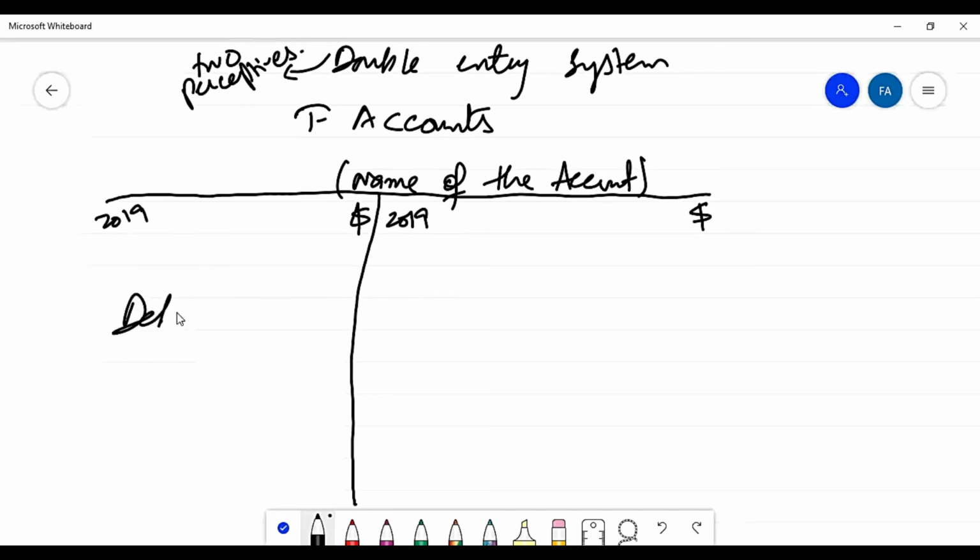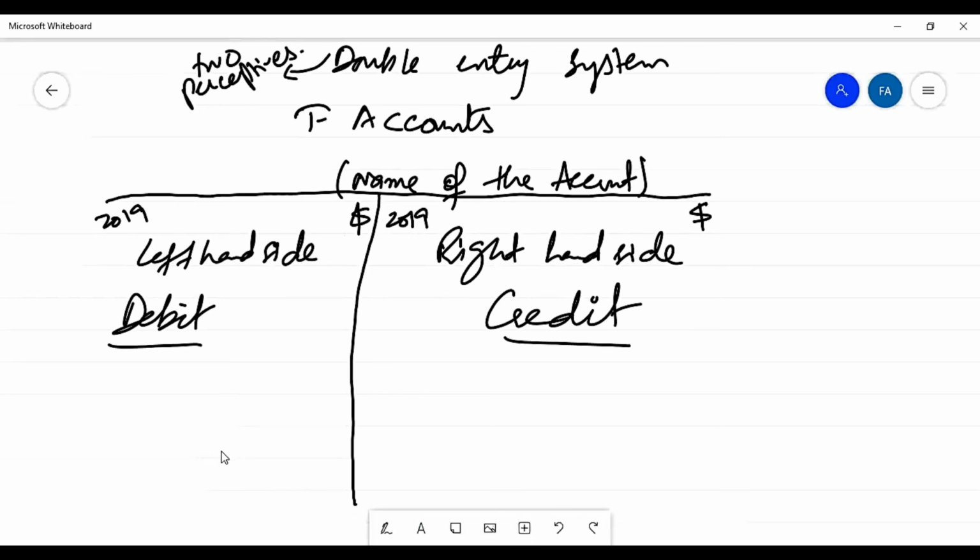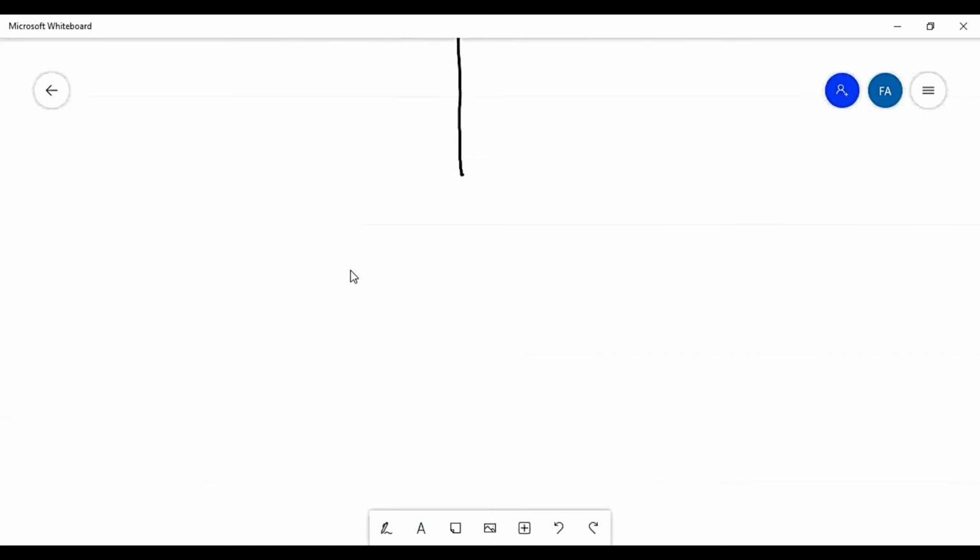This is termed as the debit side. This is termed as the credit side. It is also called the left hand side. Sometimes some teachers say in the class that the left hand side is the debit side and the right hand side is the credit side in every T account.